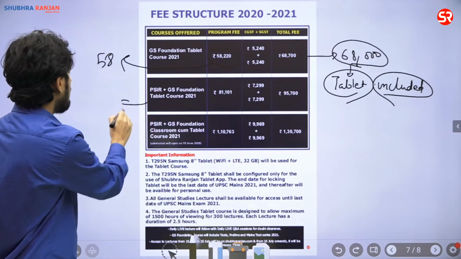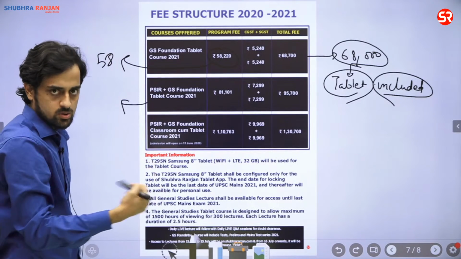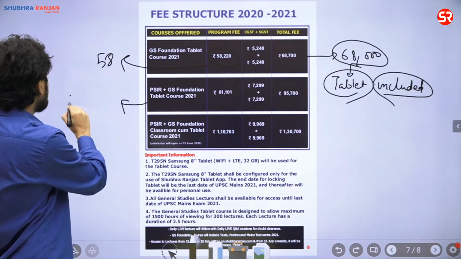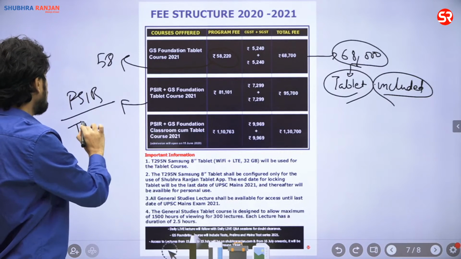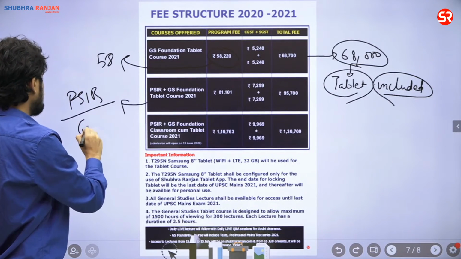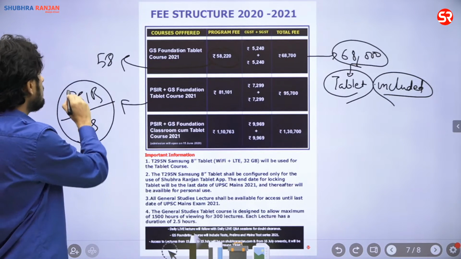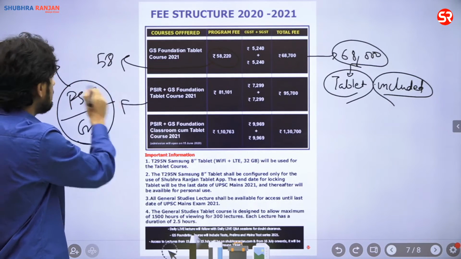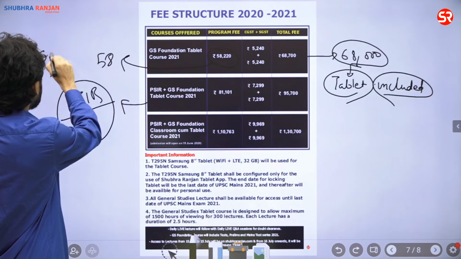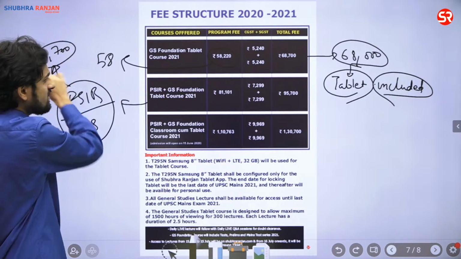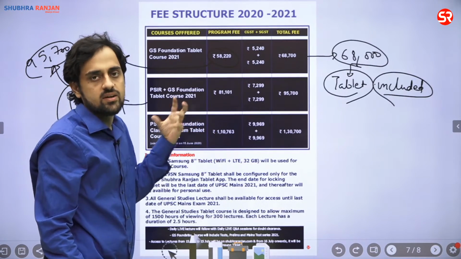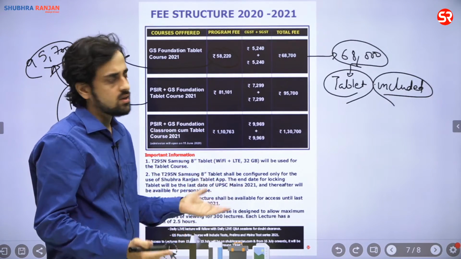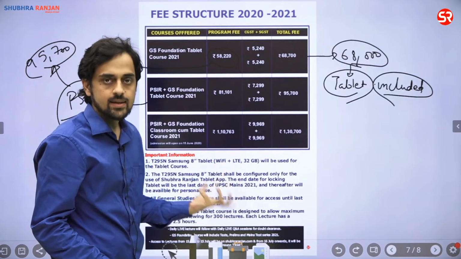Now here is the point. Ma'am will talk about the optional also after me in a minute. But if you're taking the optional, the PSIR optional, along with the tablet course, along with the GS course, the course fee is even much lesser, and it is available only at 95,700. So practically you just have to pay a very nominal additional fee if you're taking both of them together. So that makes a lot of economic sense as well.